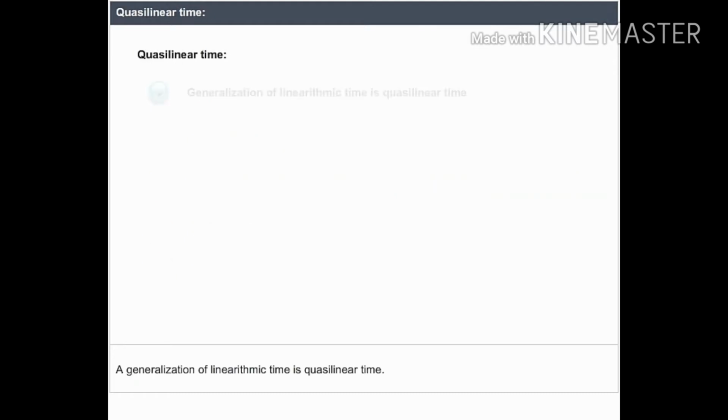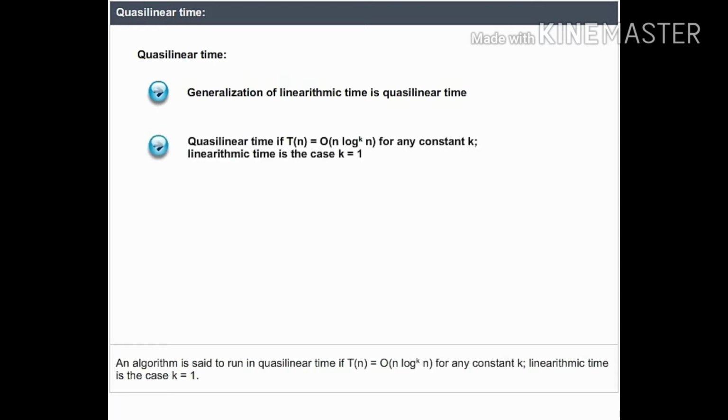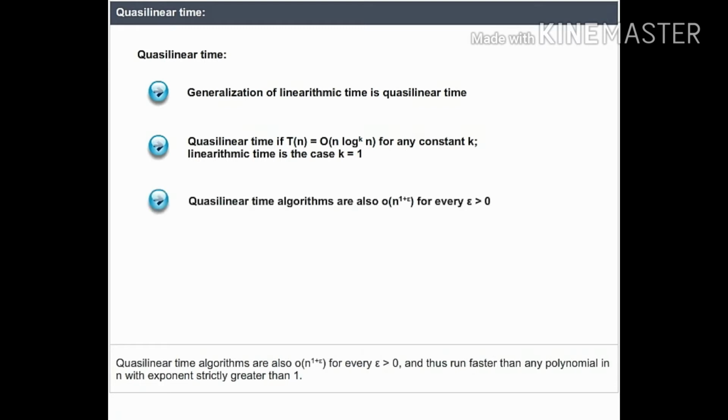Quasilinear time. A generalization of linearithmic time is quasilinear time. An algorithm is said to run in quasilinear time if T(n) equals O(n (log n)^k) for any constant k. Linearithmic time is the case k equals 1. Quasilinear time algorithms are also O(n^(1+ε)) for every constant ε greater than 0, and thus run faster than any polynomial in n with the exponent strictly greater than 1.